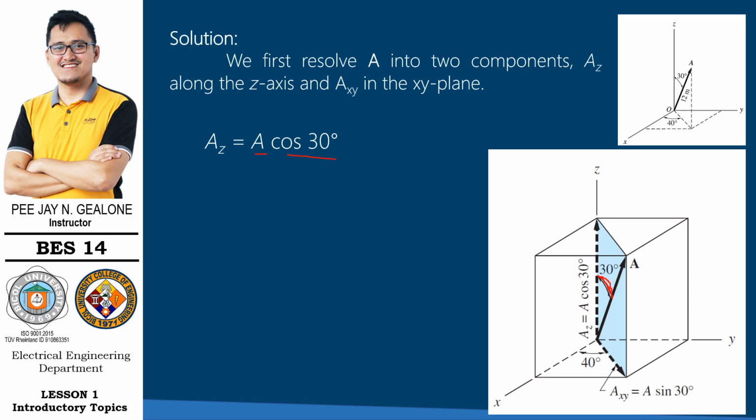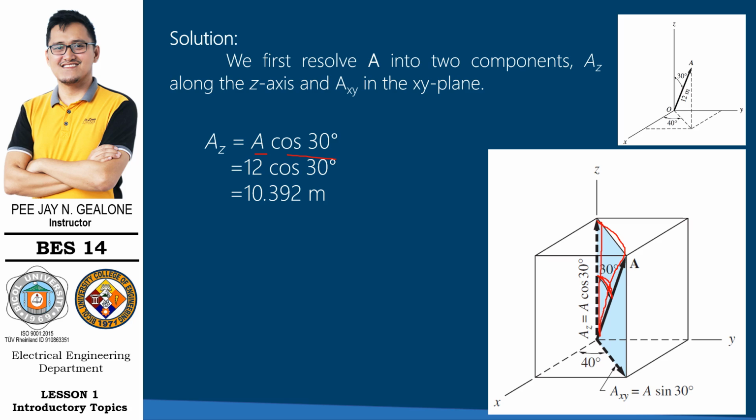So AZ is simply the projection of A sa kay Z. So 30 degrees yan. Nakita nyo yung triangle na to. And so, kung susolve natin yan, may value tayo ng A, which is 12. Susolve natin cosine 30. So AZ is simply equal to 10.392 meters.